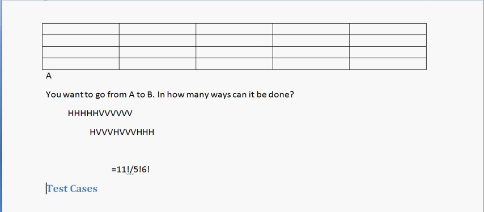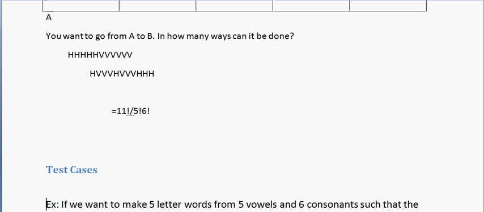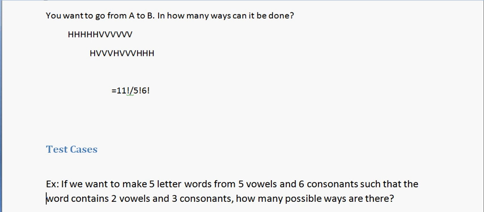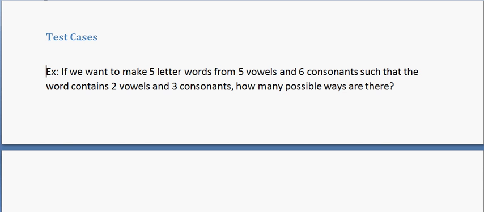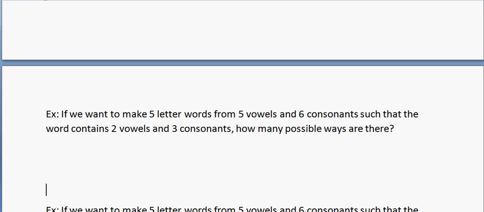Arrangements are very important. You would see most of the questions in CSAT are asked from this topic only. There are various varieties of arranging things, so there are various test cases. I have taken a few test cases and most of them are previous year CSAT questions, right? So let's go through them one by one. I'll give you around 1 minute.